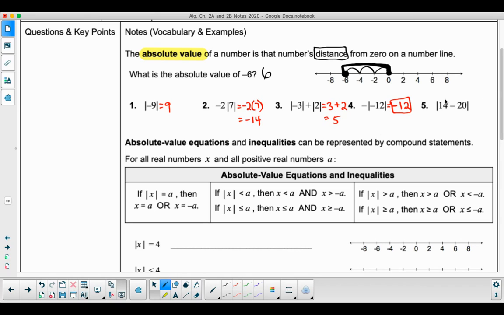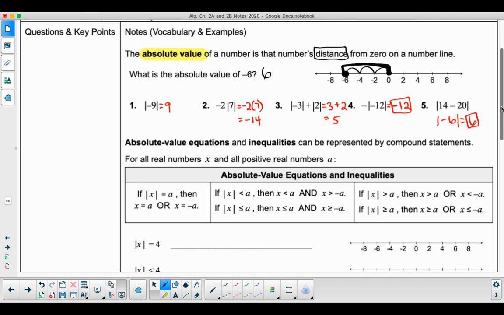If you have subtraction or addition inside the absolute value, do that first. So 14 minus 20 is -6. So this is really the absolute value of -6. -6 is 6 units away from 0. So that answer is just 6.